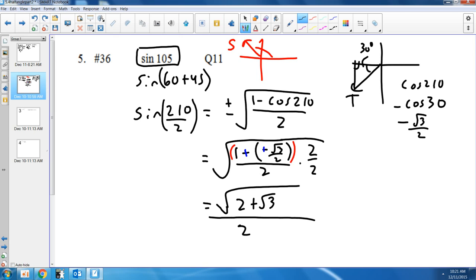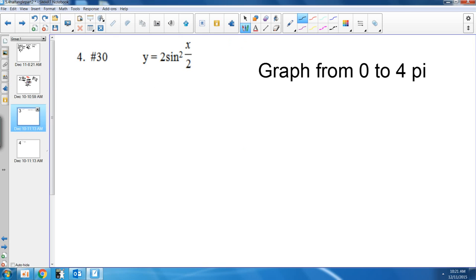2 more problems. Let's take a look at this next one. Number 30 in the back of the section says, graph y equals 2 sine x over 2 quantity squared, and this says graph from 0 to 4 pi. Again, we look at that and we say, well, it's a squared sine. I don't know how to graph that, so I want to use an identity to help me simplify it and then graph it at the end.